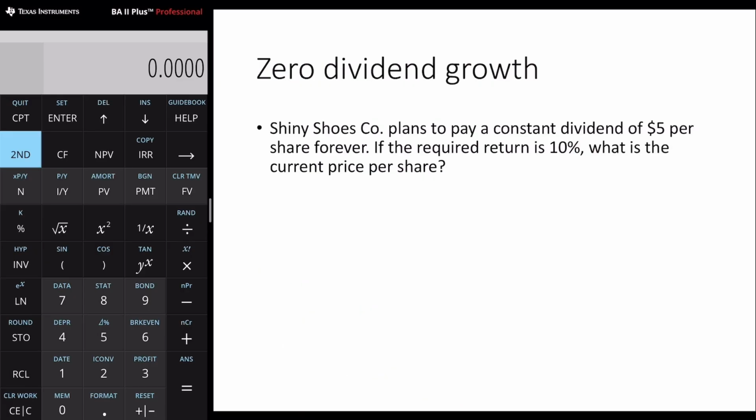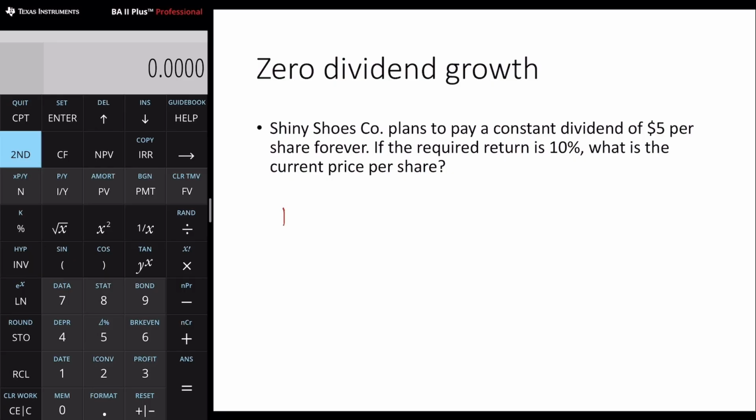Let's start with the simplest case, which is the zero dividend growth model. In this case, we have Shiny Shoes Company. They plan to pay a constant dividend of $5 per share forever and ever. If the required return is 10%, what is the current price per share? All right, so remember, this is the simplest case. The dividend never changes, and for that reason, we can use the perpetuity formula that we're already familiar with.